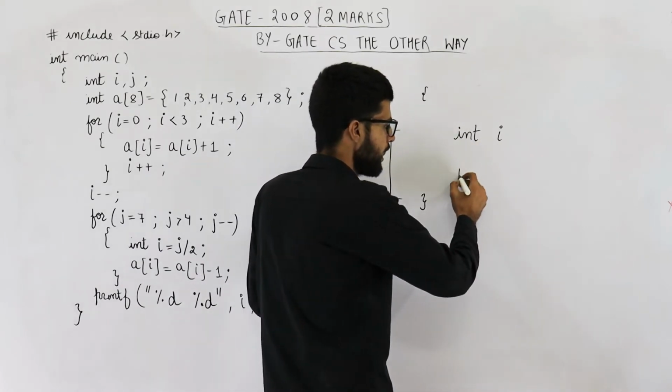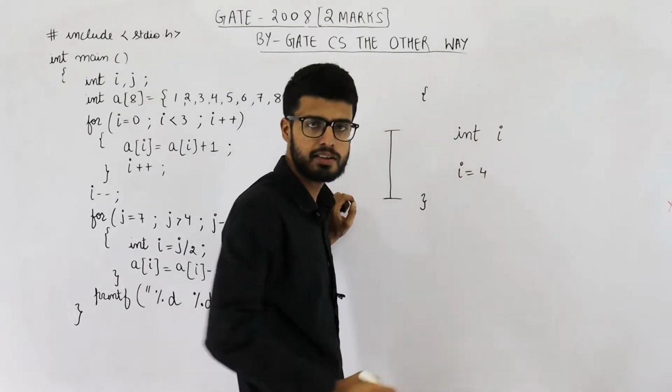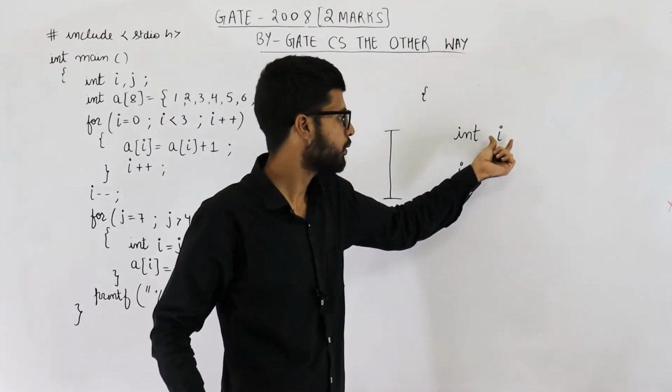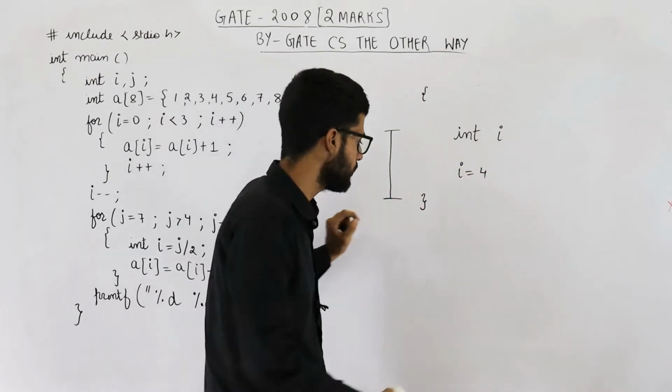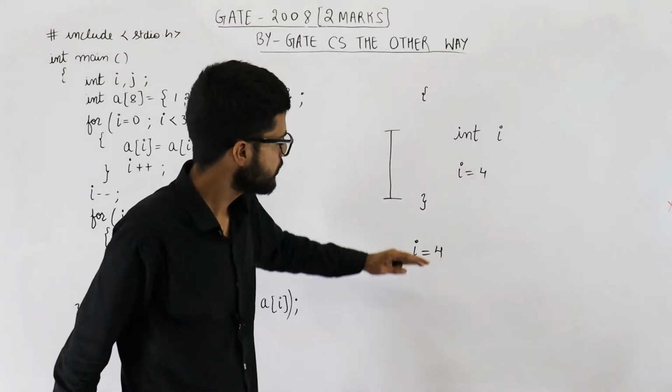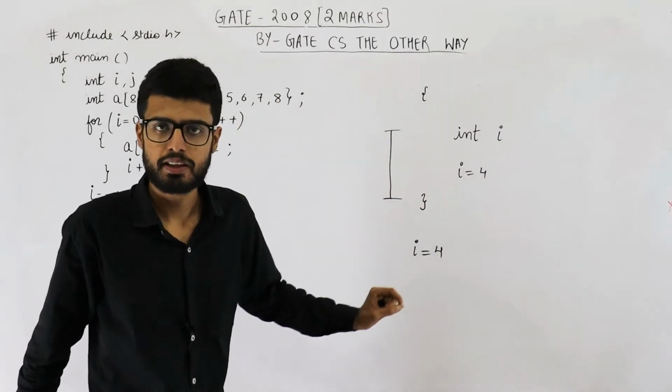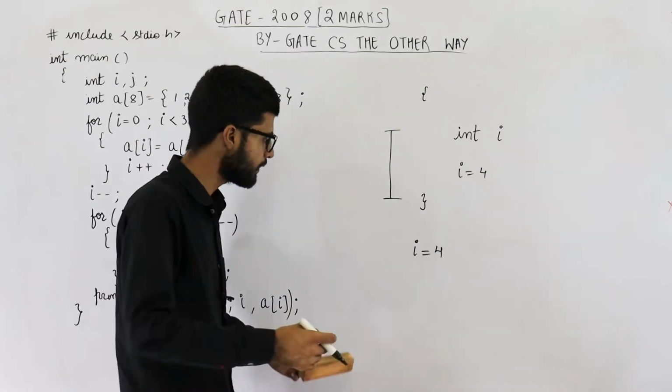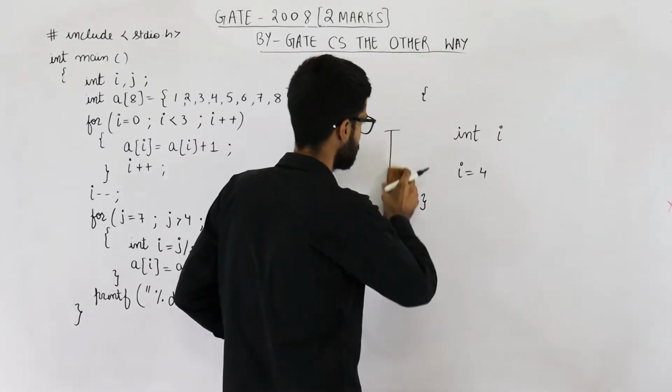So if I write I is equal to 4 here, this is valid. That means to this memory location we are assigning a value 4. But if I write I is equal to 4 here, this is invalid because at this line only I will be deleted. Okay. Now let's discuss few more points.